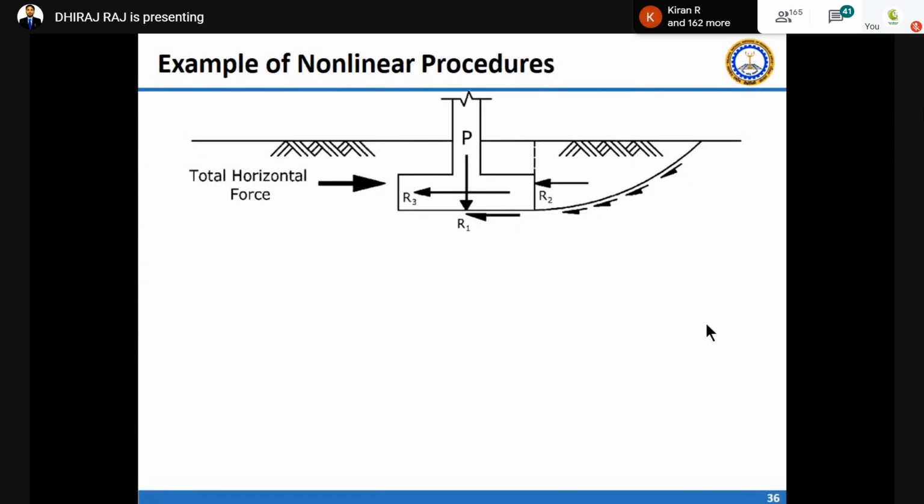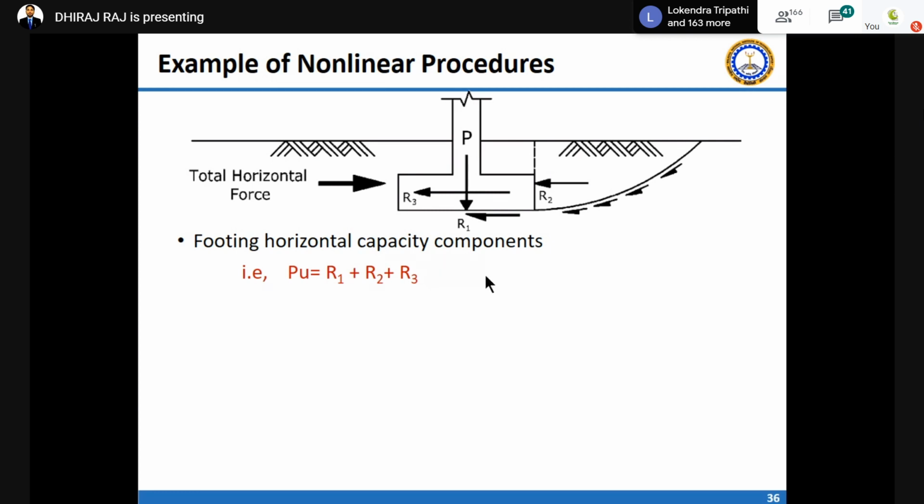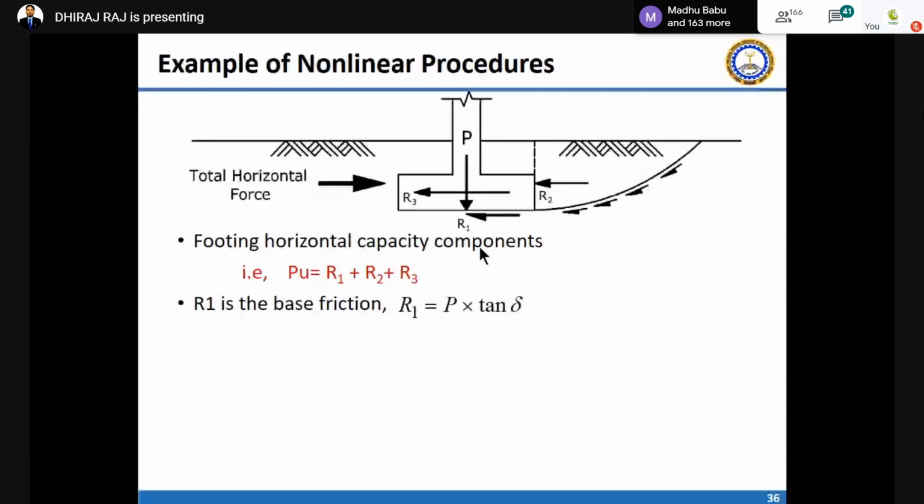The example that I covered is actually for vertical load and moment. What about shear? In the case of shear, Eurocode is recommending some part. So this example is connecting all the codes, especially Eurocode and ASCE. The foundation horizontal capacity component is a combination of R1, R2 and R3. R1 is the base friction, which you can directly connect with P1 into tan delta.